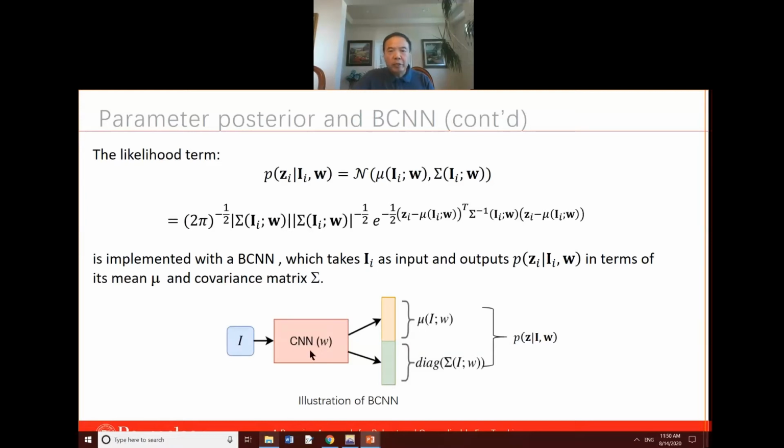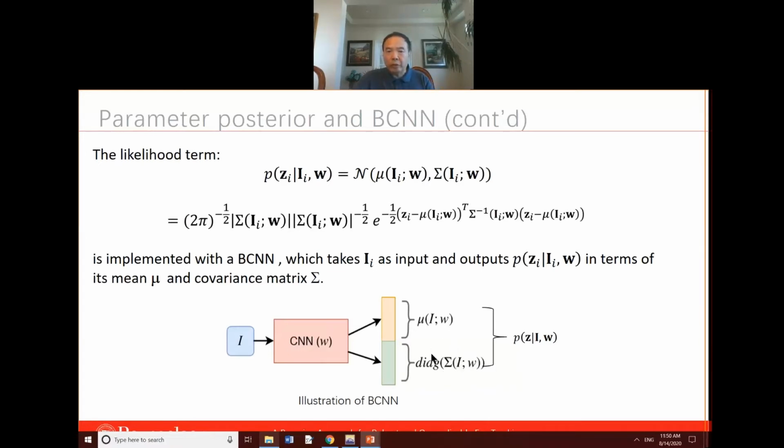And this probability can be implemented using a probabilistic convolutional neural network, where we have an input image, this eye image or face image, right? The outputs are two parameters. One is the parameter of the mean for the Gaussian distribution. The other is the diagonal elements of the covariance matrix. So we assume this covariance matrix contains only the diagonal elements. The off-diagonal elements are all 0.